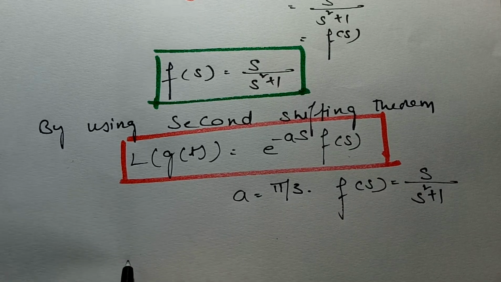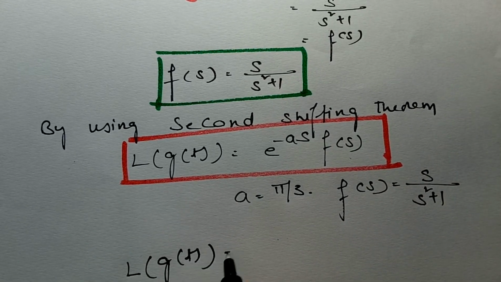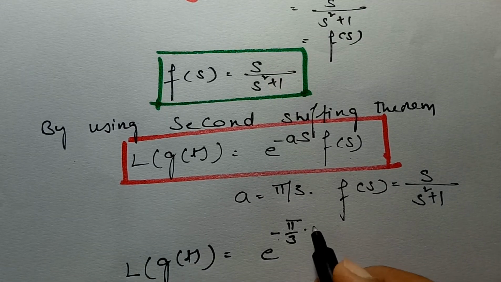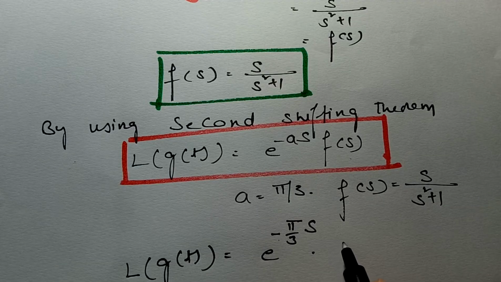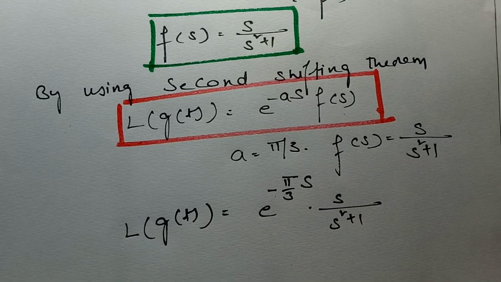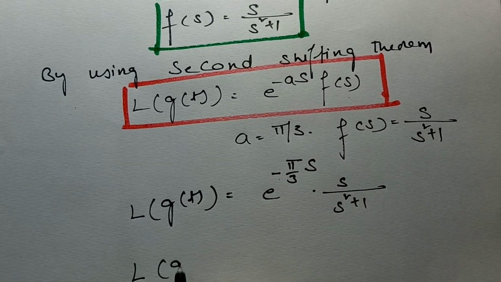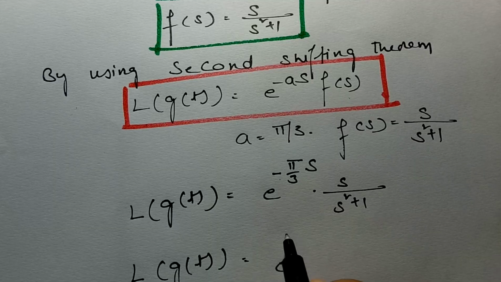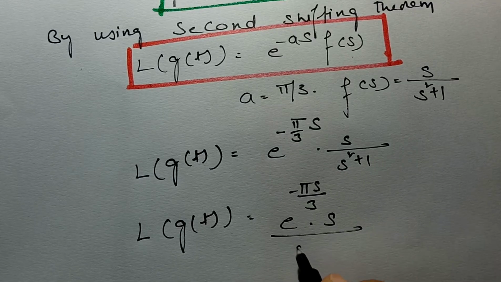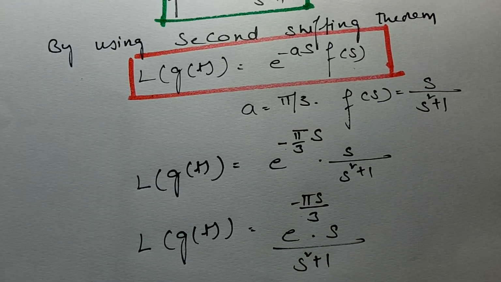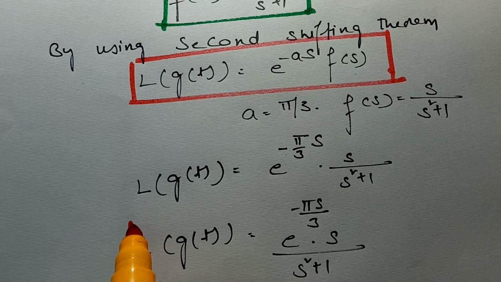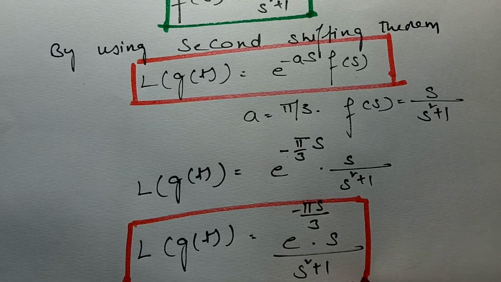So Laplace transformation of g of t is equal to e power minus a s into f of s. What is a here? Pi by 3. What is f of s here? S by s square plus 1. So therefore Laplace transformation of g of t is equal to e power minus pi s by 3 into s by s square plus 1, which is the answer for the given g of t. So this is the final answer by using the second shifting theorem.